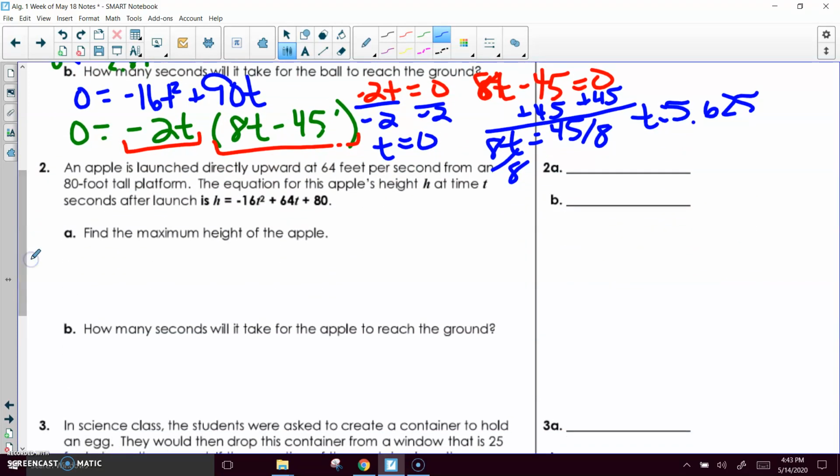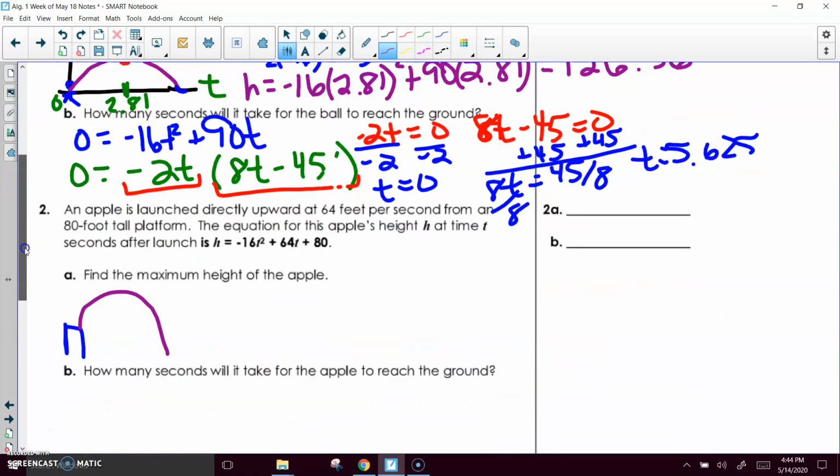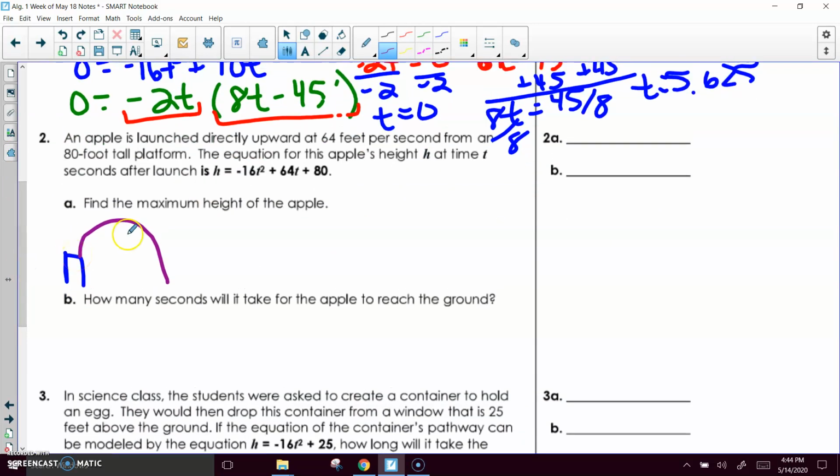Number 2, an apple is launched directly upward at 64 feet per second from an 80-foot tall platform. The equation for this apple's height, h, at time t seconds after launch, is h equals negative 16t squared plus 64t plus 80. Well, let's start by drawing a picture. So now we're standing on a platform. We're going to launch that apple up into the air, and then it's going to hit the ground. So it pretty much matches this initial drawing that's up here. This one's on a building here. This one's going to be on a platform.